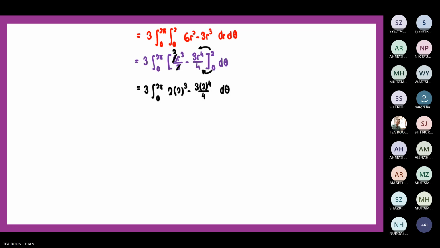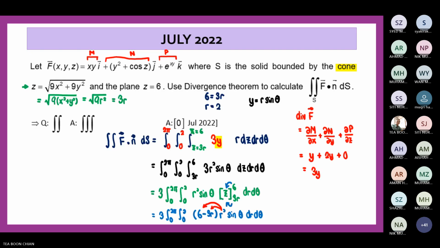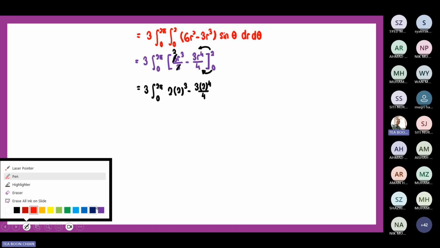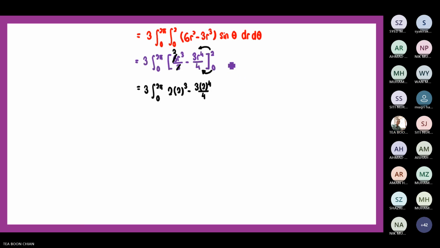Okay, the next step. Oh, sin theta was left out. Still missing. Okay, thank you. Sin theta was left out again. So dr d theta. Alright, luckily the rest is not affected that much. And then just bind the big bracket to it, and then sin theta d theta.